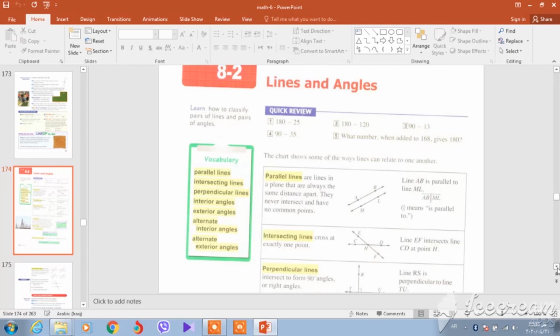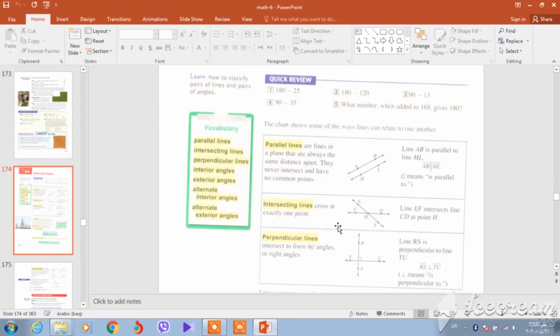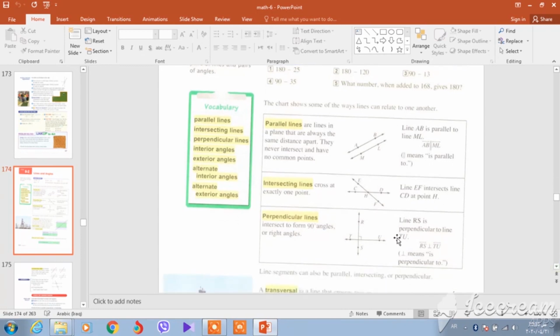Okay, after that we have intersecting lines. If two lines cross exactly at one point, we have just one point. If two lines intersect at one point, they are called intersecting lines. And we have perpendicular lines. If we make 4 right angles, we have perpendicular lines.